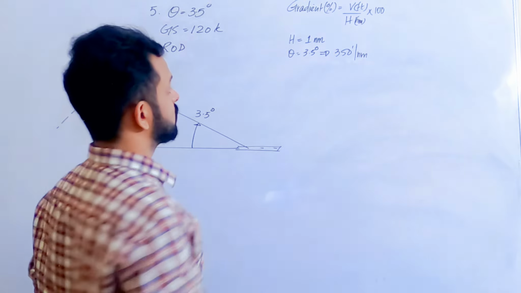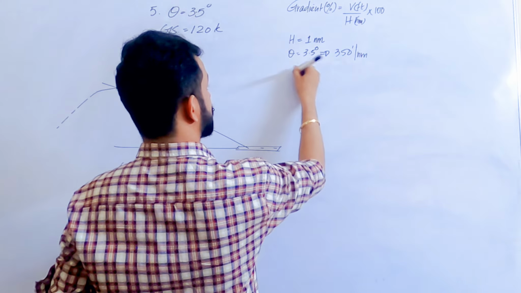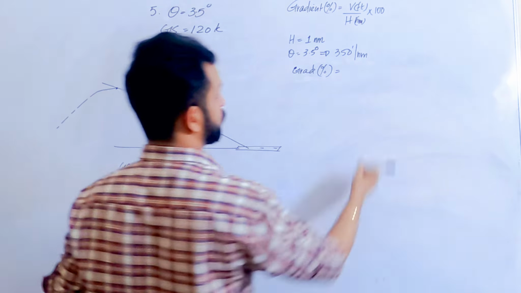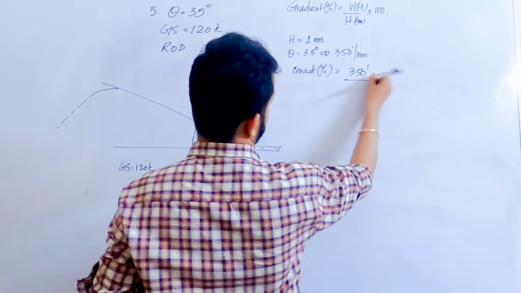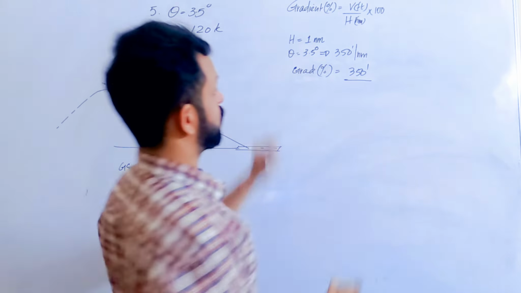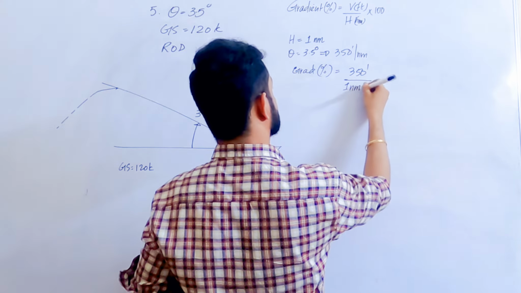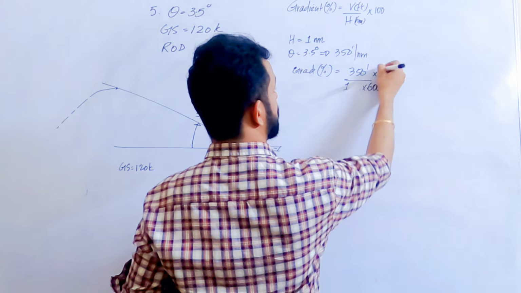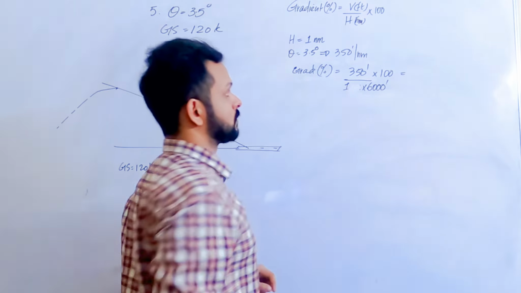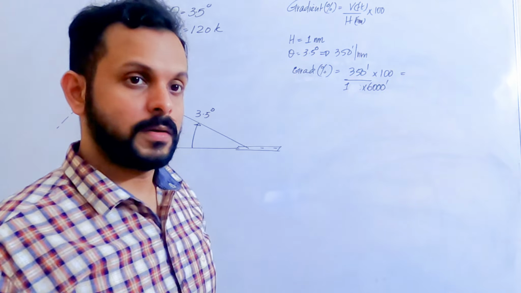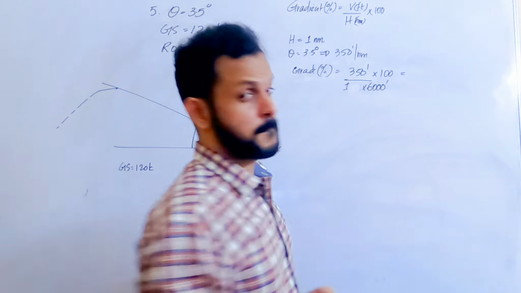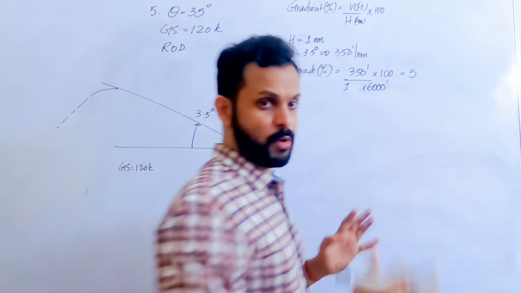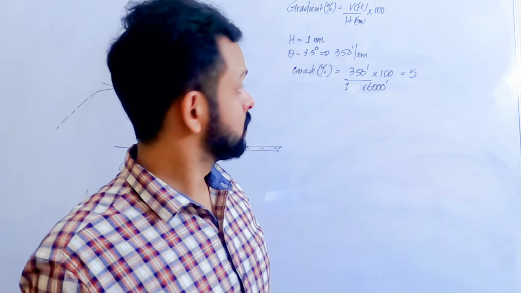Therefore, the gradient in percentage is how much? It's the height in feet, 350 feet, divided by 1 nautical mile. One nautical mile is 6,000 feet approximately. 6,000 into 100. How much is that? 5%. Accurately it's 5 point something. Okay, I'll just take 5.